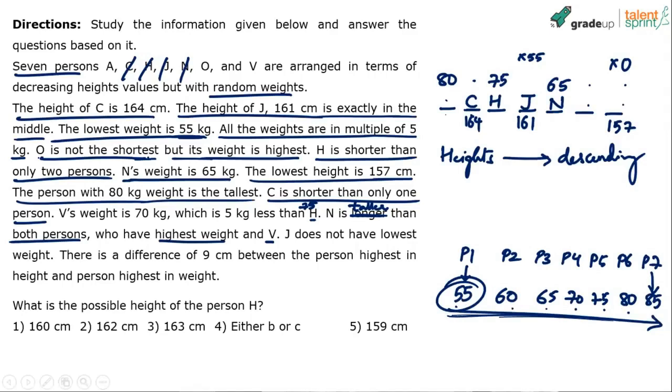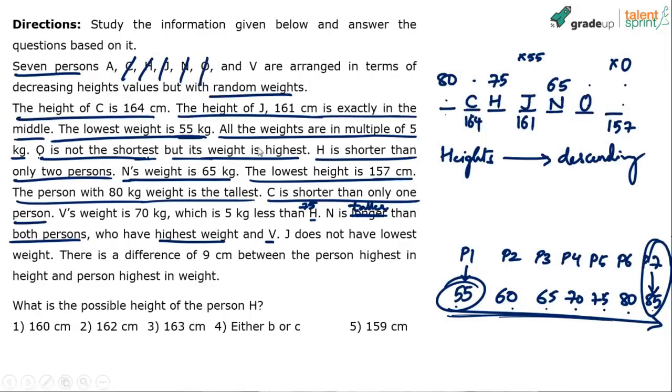And who is the heaviest person, by the way? The heaviest person is O. Now see, can O come in this position? No. Why? Because this is only 80 kg, and O should be at least 85. This position is not for O. Out of the three positions, if two are ruled out, then definitely O has to come here. So O is also done.